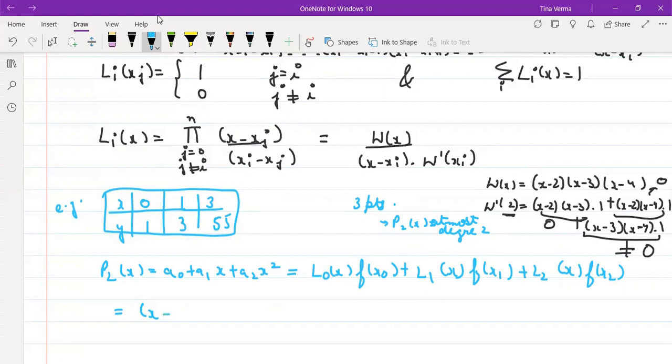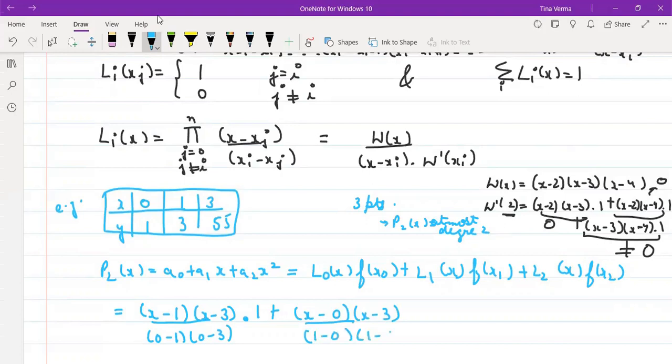X minus x1, x1 is your 1. X minus x2, x2 is your 3. x0 is 0, minus 1, 0 minus 3. Function's value at x0 क्या आएगी? 1 plus x minus x0, 0. X minus x2. This is 1 minus 0 and 1 minus 3.